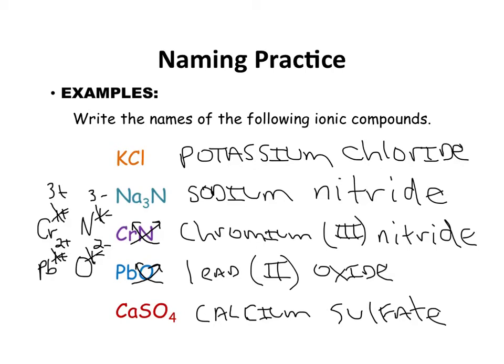Notice we did not write the charge in parentheses, a Roman numeral. Why don't we do that? Because calcium is not multi-charged. We answered no. When we answer no, it's not multi-charged, you don't put a charge in parentheses in the name.